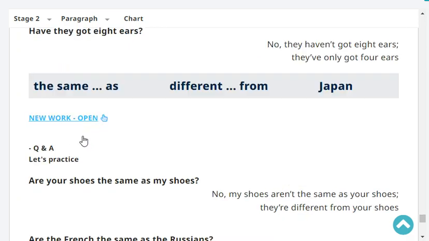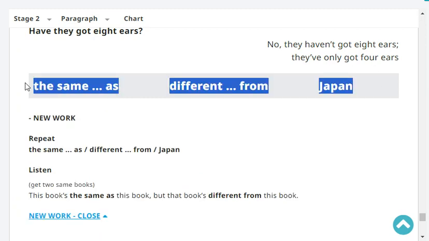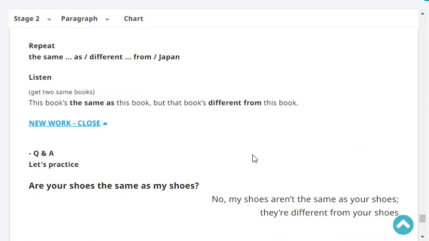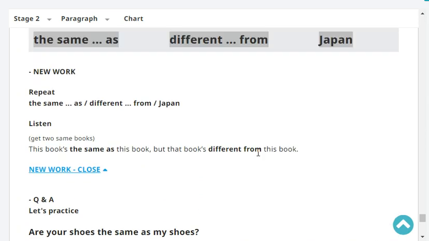The same as. Different from. Different from Japan. Very good. Okay, listen. So, the same as. For example, this book is the same as this book, but this book is different from this book. Okay, so let's practice.